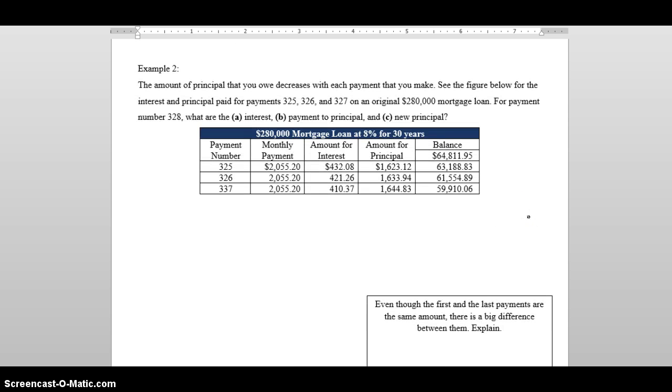Now in example 2, we have the amount of principal that you owe decreases with each payment that you make. See the figure below for the interest and principal paid for payments 325, 326, and 327 on an original $280,000 mortgage loan. For payment number 328, what's the interest, payment to principal, and new principal?